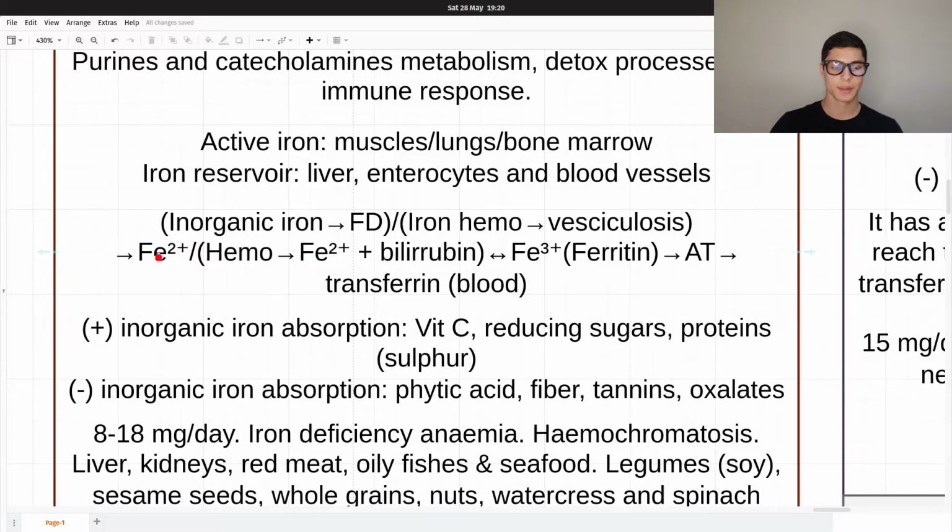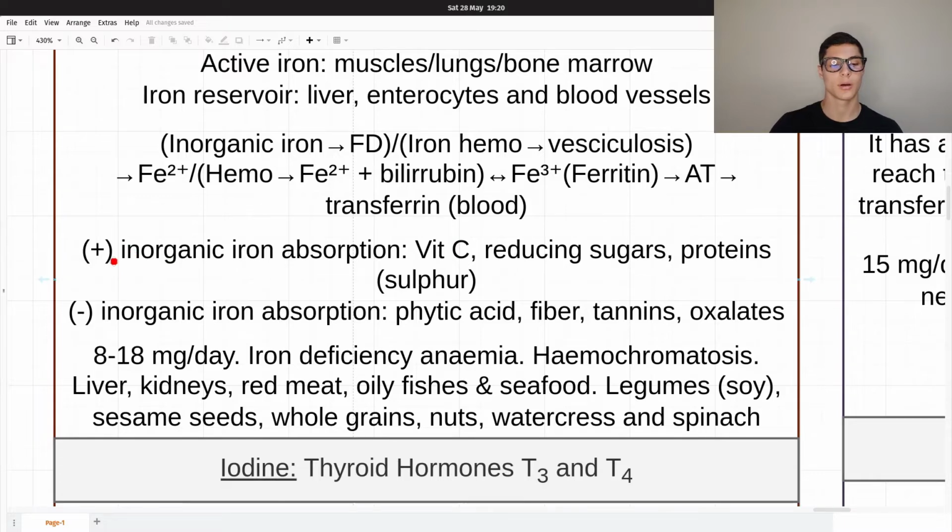Iron 2 can either be converted into iron 3 and bind to the ferritin to be stored as a reservoir in the enterocytes, or it can cross the barrier and get inside the blood using active transportation. Inside the blood, it travels bound to the transferrin. Here again we have some molecules that will enhance the absorption only of the inorganic iron.